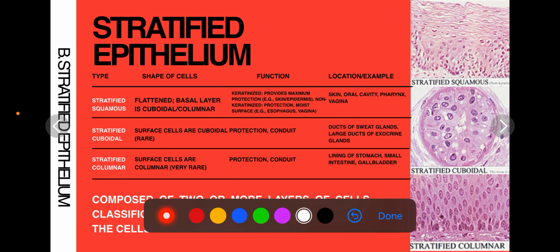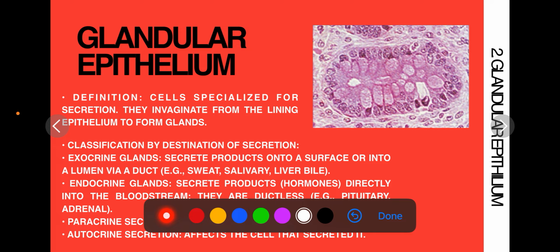Well, we are doing good now. Let's move to the stratified columnar. In this case, we find it lining the stomach, and for protection, the small intestine and gallbladder. So we did well till now, and in this way we have finished the lining epithelium, the first main category. Well, now we are going to the glandular epithelium.